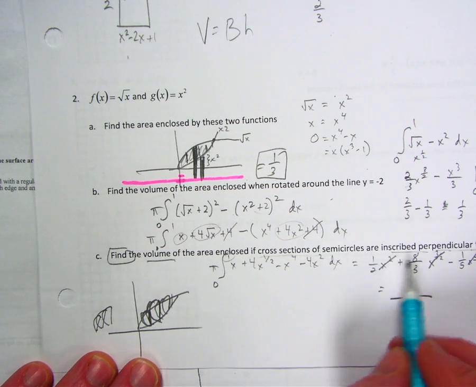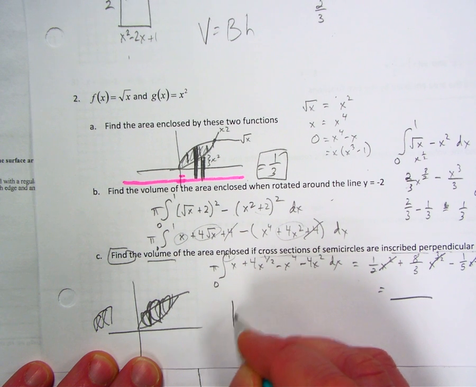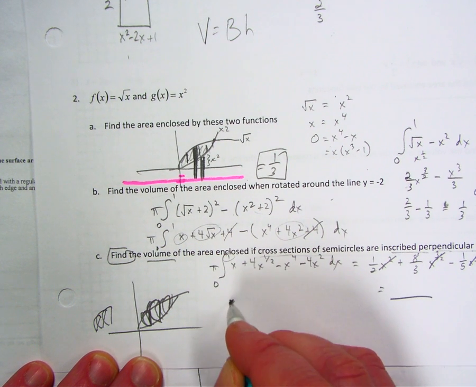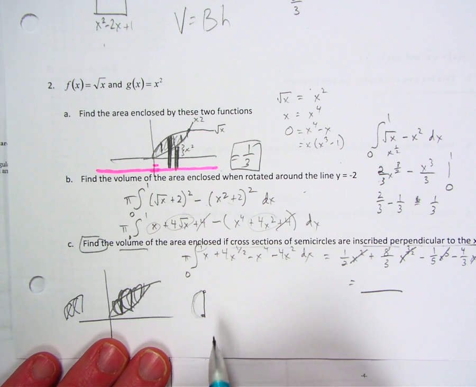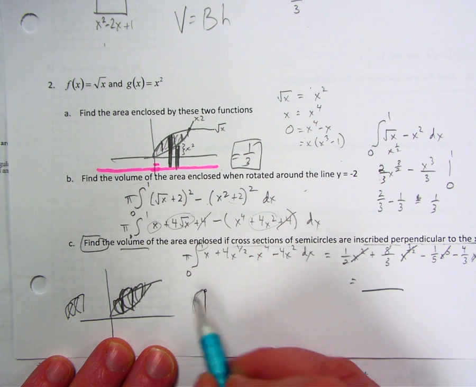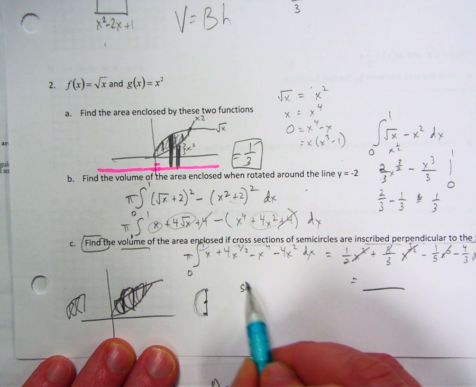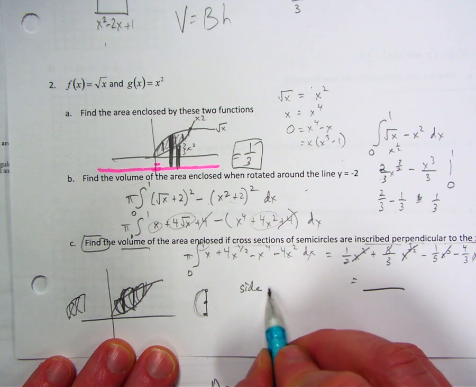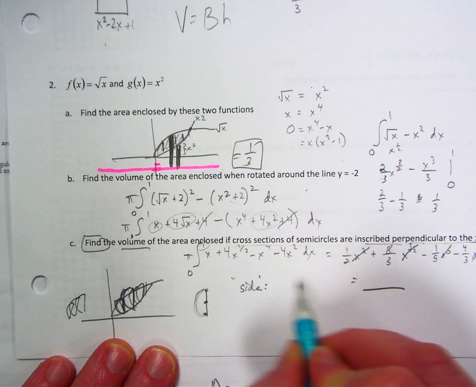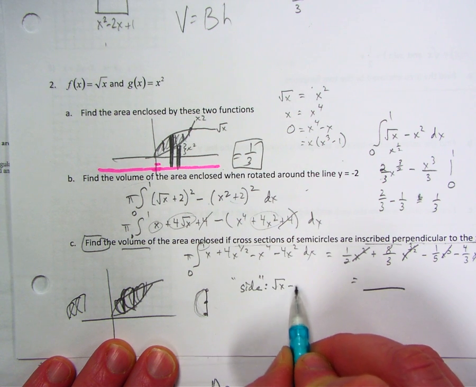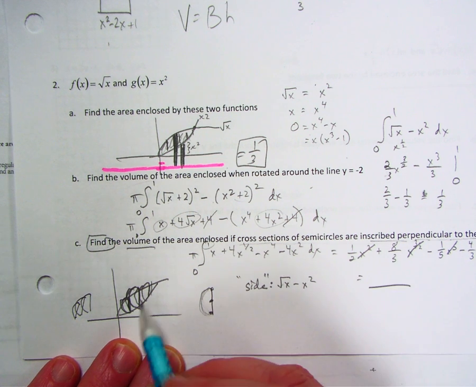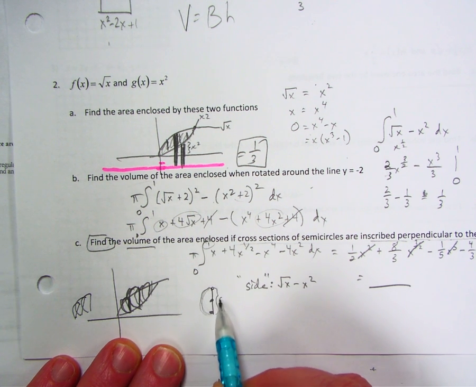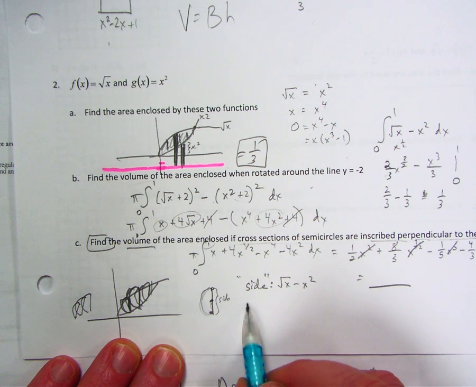Okay, so for the formula for a semicircle, I need to know the formula for a side, which happens to be the radius, or rather half of the radius. The radius is half of that distance, so the side is the top minus the bottom. So one quote side that we use in all our formulas is the square root of x minus x squared, top function minus bottom function. Our radius of a semicircle is half of that side.